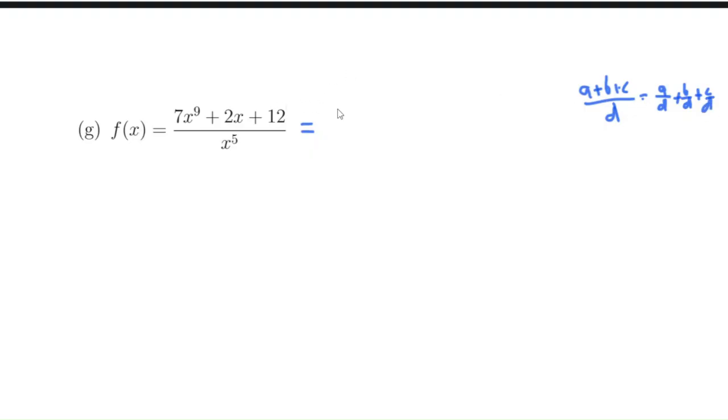So we can rewrite this as 7x to the ninth over x to the fifth plus 2x over x to the fifth plus 12 over x to the fifth. We just break this apart: this over this plus this over this plus this over this. But notice, what's 7x to the ninth over x to the fifth? The x to the fifth is like x times x times x times x times x, and on the top we have x times x and more. A whole bunch of those x's will cancel. In fact, 5 will cancel, and we'll be left with 7x to the fourth.